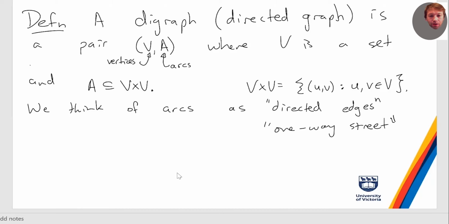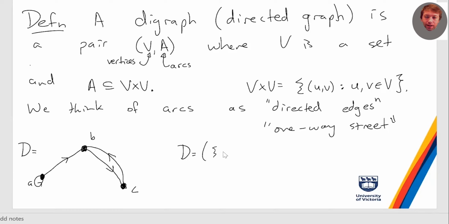Okay, so the way I draw digraphs is using arrows on the edges. So if I take A, B, and C, this would be a digraph. I can draw it like this. And note that you can also have edges that go the other way. And technically, you can also have edges that go from one vertex to itself. So if I let D be this digraph, then D is the digraph where the vertex set is A, B, C, and the arc set is AB.